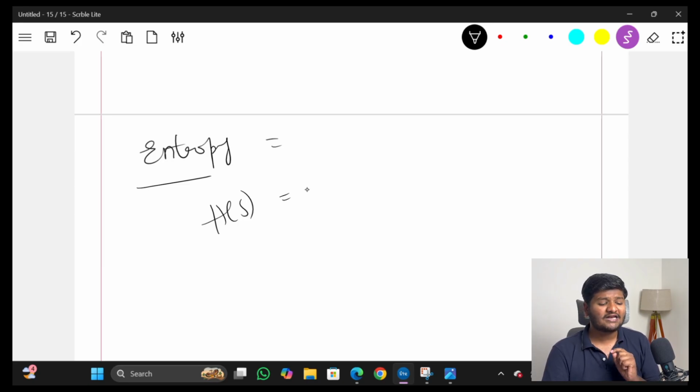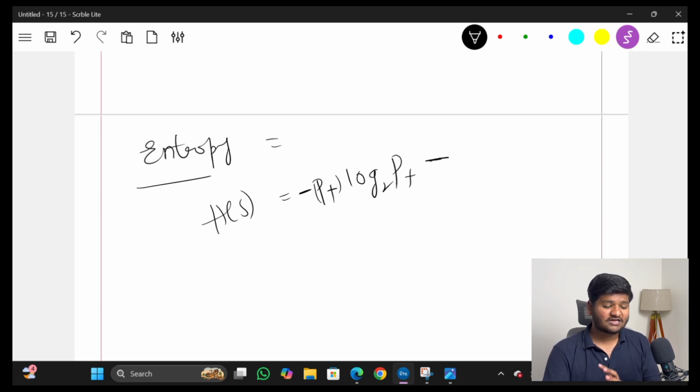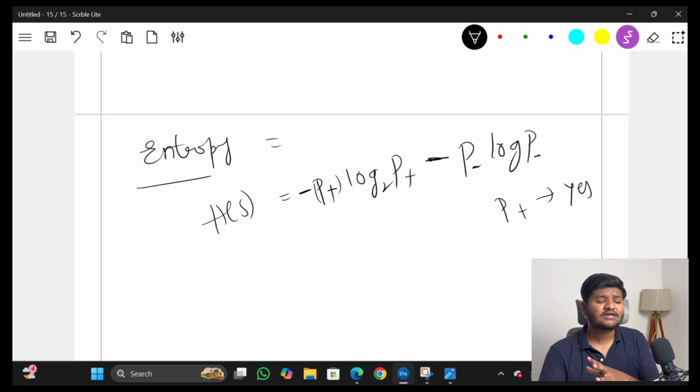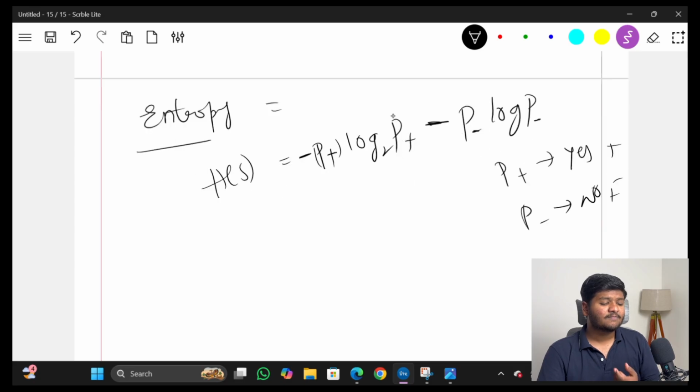minus P plus log 2 P plus, minus P minus log 2 P minus. Sir, what is this P plus, P minus, guys? Simple. What is P plus? Yes. What is P minus? No. True, false. Understood, right? So this is known as probability of yes, probability of no. That's it. Nothing.